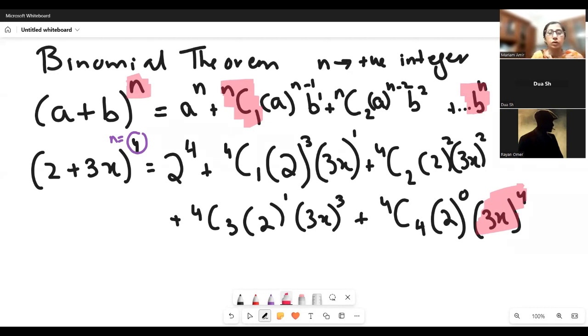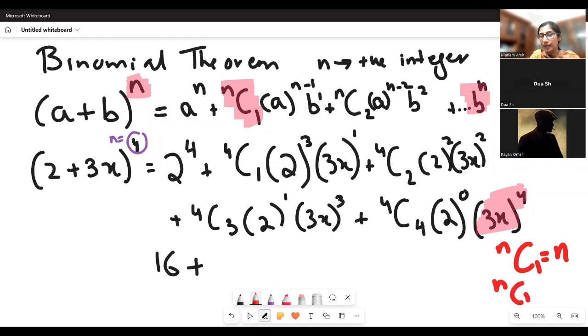Okay, so 2 to the power 4 is what, 16? Yes. Plus 4C1 can be found from your calculator, although it is 4. Just write this rule as well. You should know that nC1 is n and nCn is 1. So if it is 4C1, you should directly know that it's 4. However, you can also find it from your calculator.